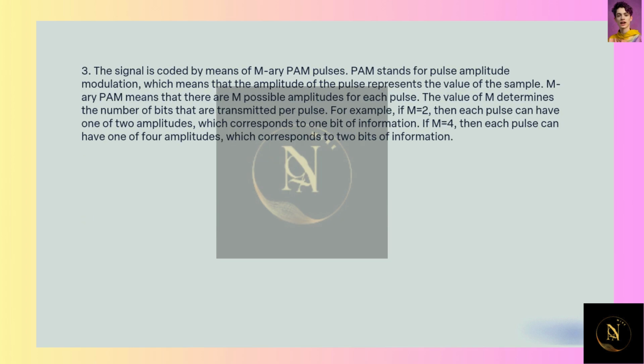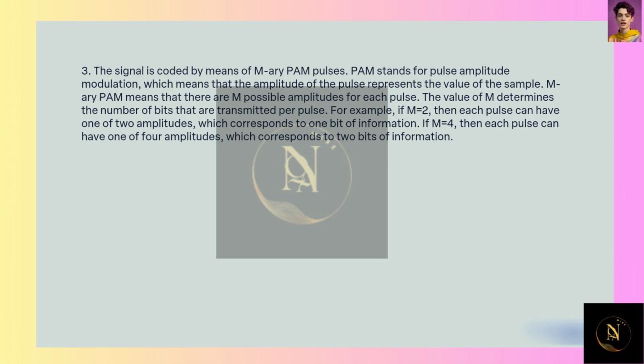3. The signal is coded by means of M-ary PAM pulses. PAM stands for pulse amplitude modulation, which means that the amplitude of the pulse represents the value of the sample. M-ary PAM means that there are M possible amplitudes for each pulse. The value of M determines the number of bits that are transmitted per pulse.